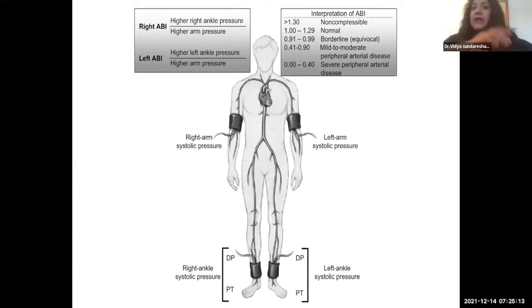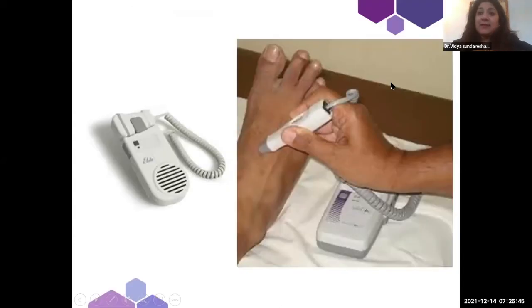So here's how the ABI is performed. You get the blood pressure in the arms, you get the blood pressure in the legs, and then you express that as a ratio, and you see where it falls. If it is 1, it's good. 0.91 to 0.99 is borderline. 0.41 to 0.90 is mild to moderate peripheral arterial disease. And then if it's 0 to 0.4, then severe peripheral arterial disease there.